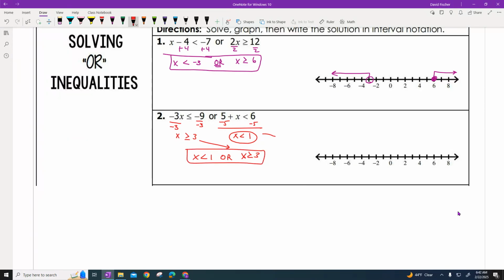This is very important, that you don't just put the word or up here, because then when I go over here to graphing, it makes a lot more sense. I have an open circle on positive 1, not negative 1, so let me get that fixed. Positive 1, and my line's going to go to the left, and then I have a closed circle on 3, and my line is going to go to the right.